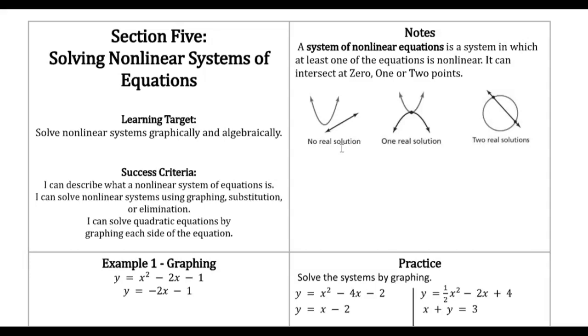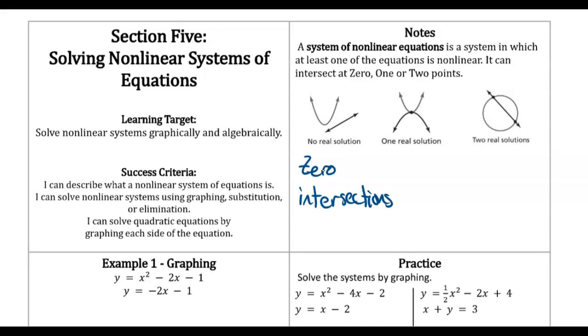So for example, it can be a quadratic with a line, or a quadratic with a quadratic, or a circle with a line, or a circle with a quadratic, but both equations can't both be lines. That would be a linear system of equations versus a nonlinear system. There can be no real solution. That is when it has zero intersections. It has no real solution.